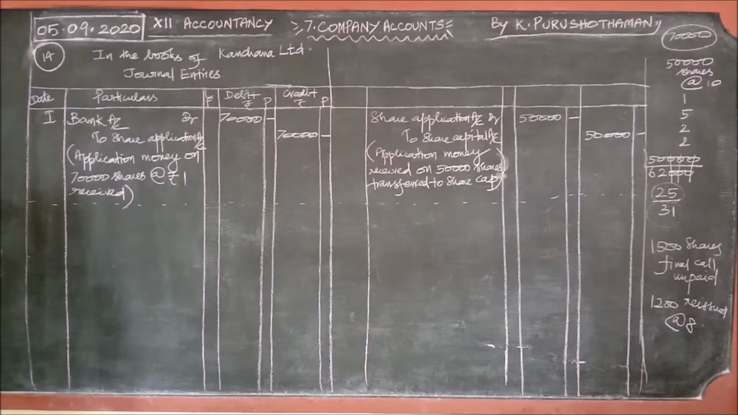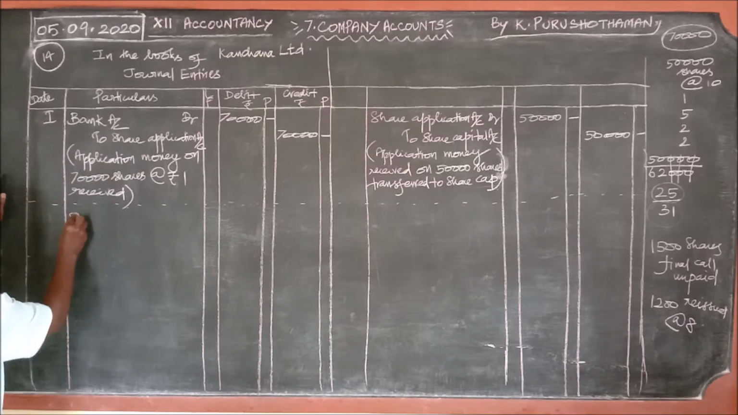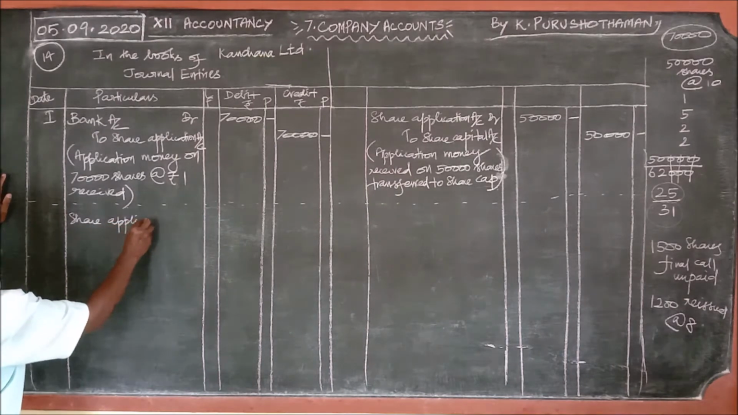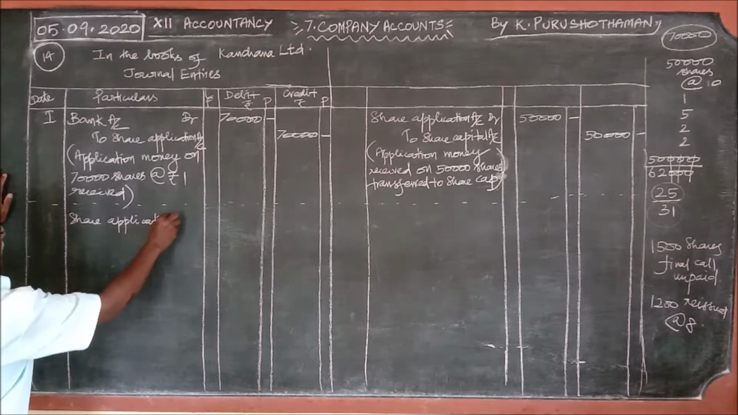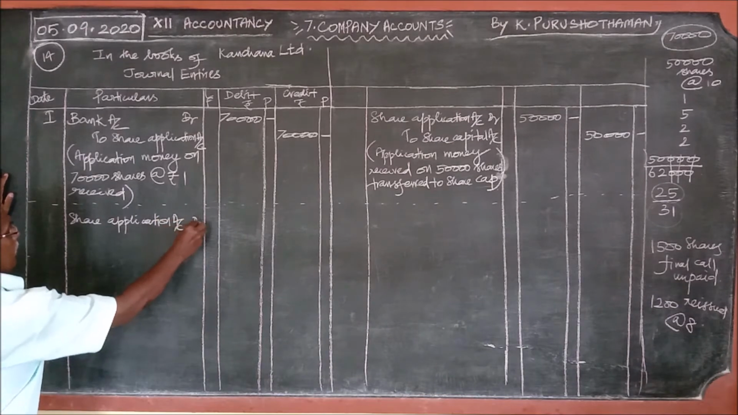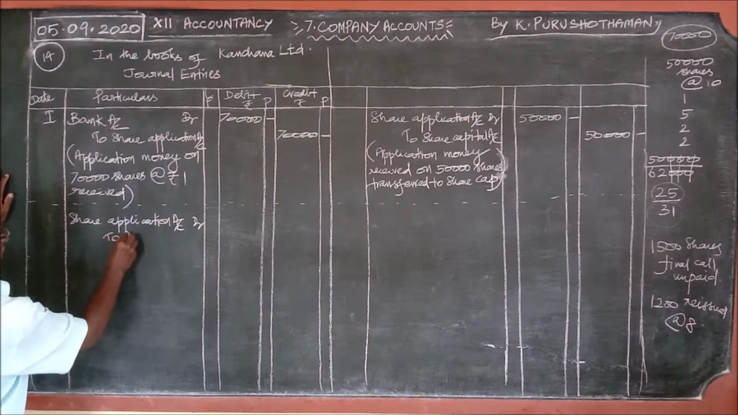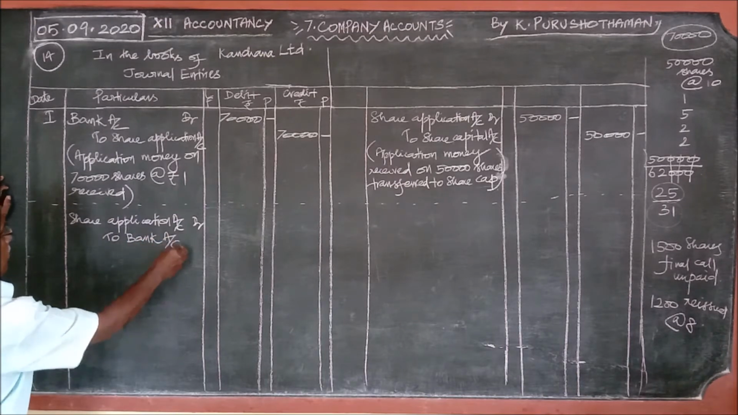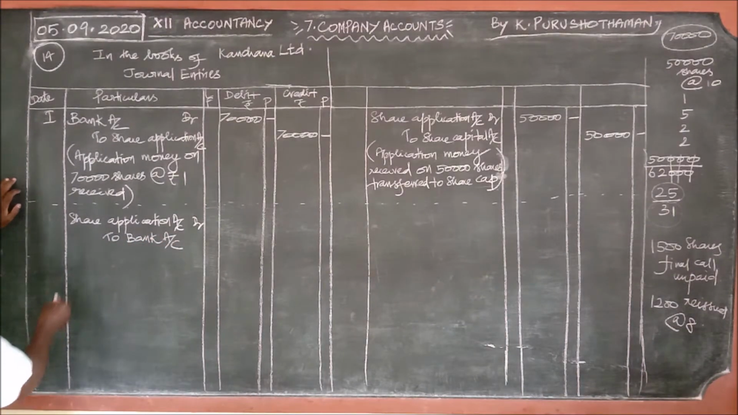What should be the journal entry for refund? For receipt of application money, bank to share application. For refund, when we return the money, it is the reverse journal entry of this. That is, share application account debit to bank account.